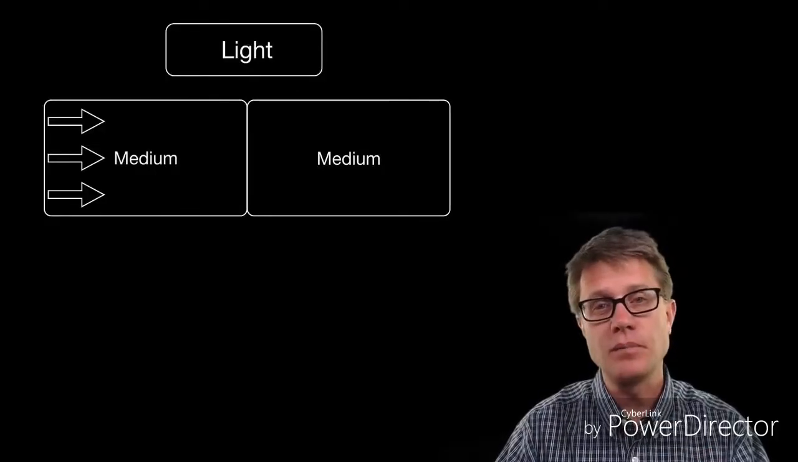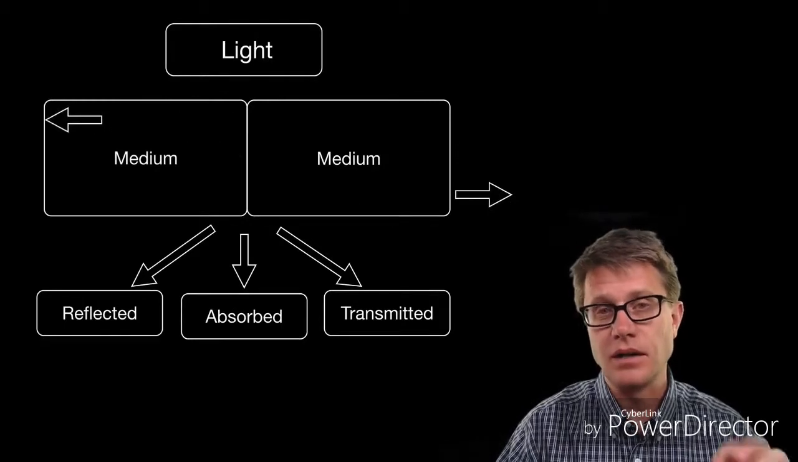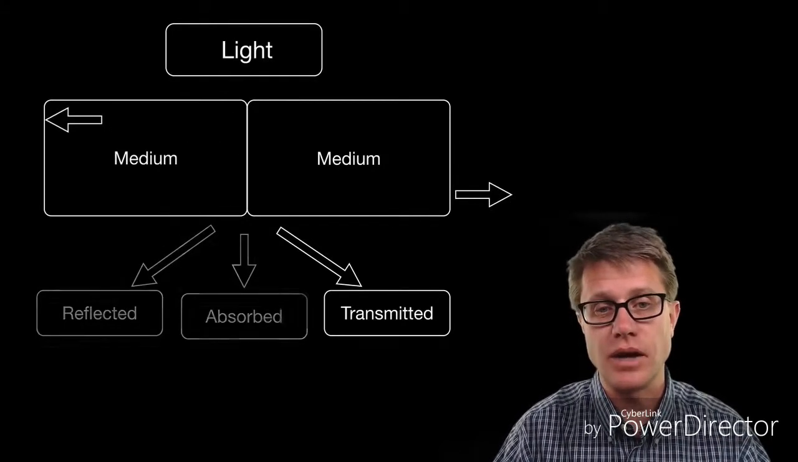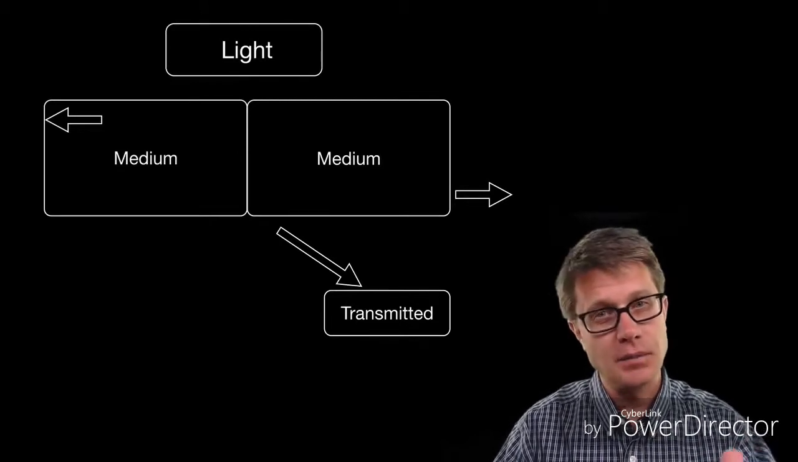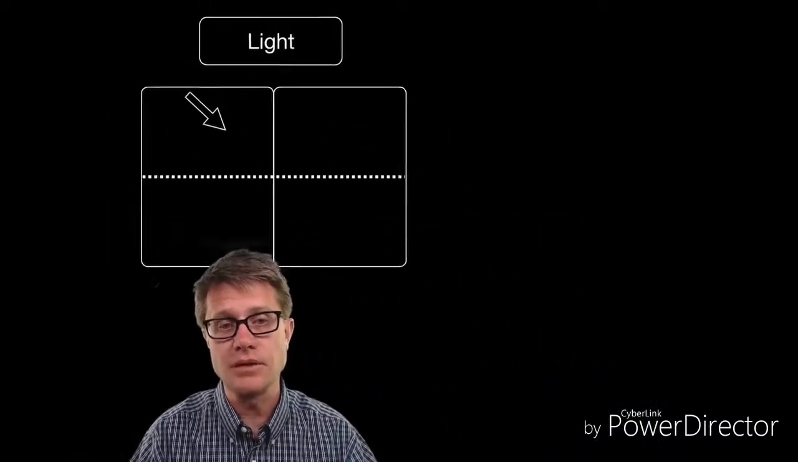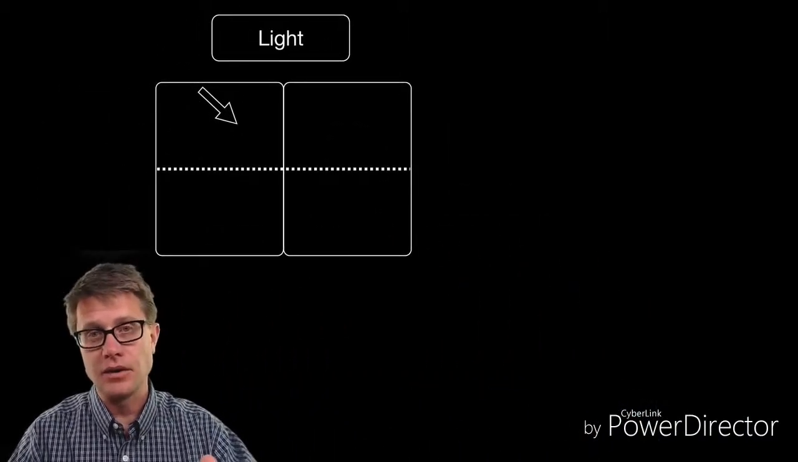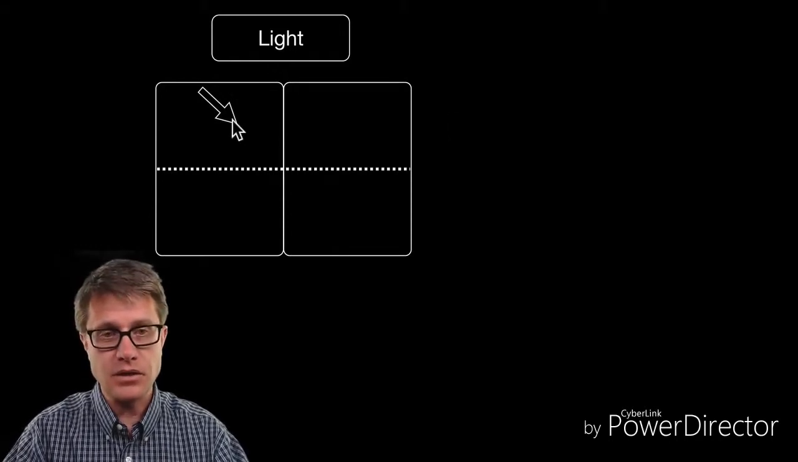And so when light moves from one medium to another, it can be reflected, absorbed, or transmitted. Now in this video, we're dealing with light that is transmitted into that other medium. Now in this example, however, the light came in at a straight angle, and so we don't see that refraction. But what happens if it comes in at an angle that is not along the normal, or not along the perpendicular?